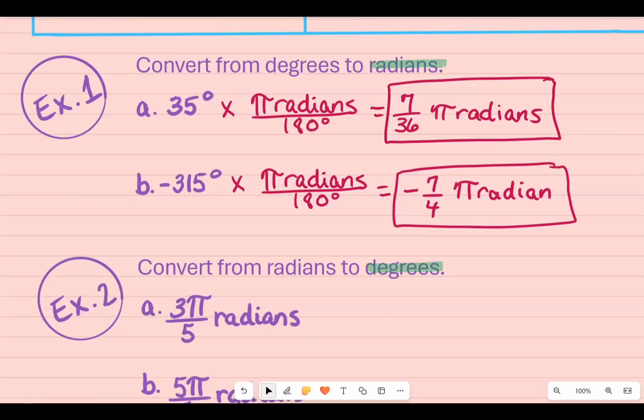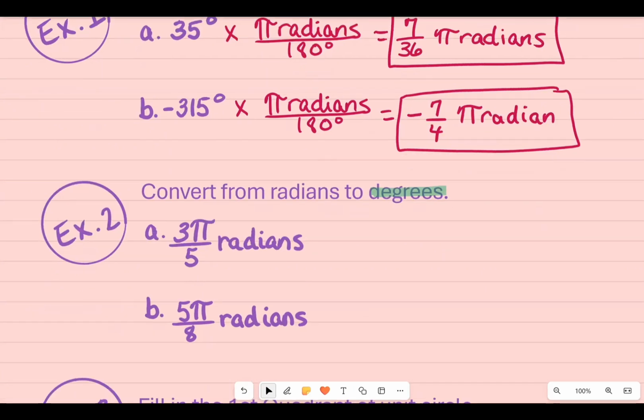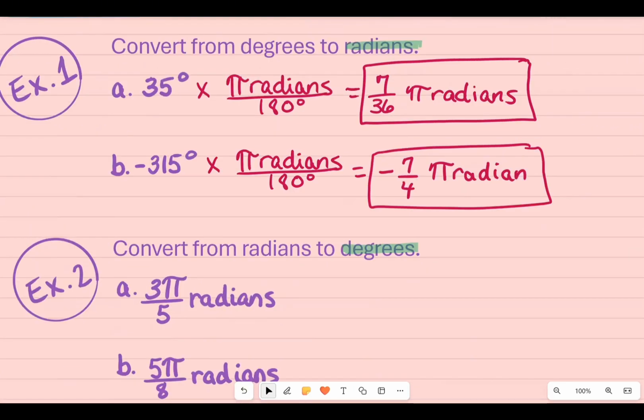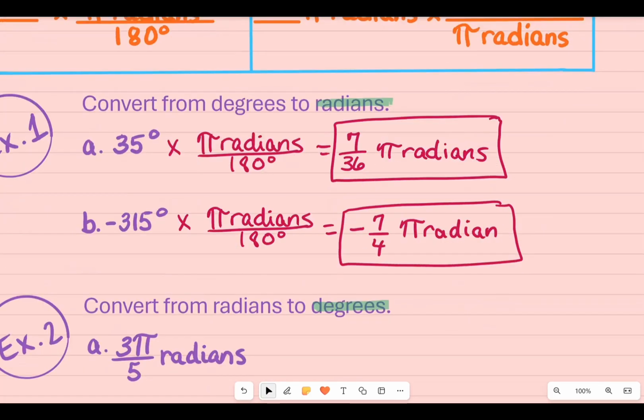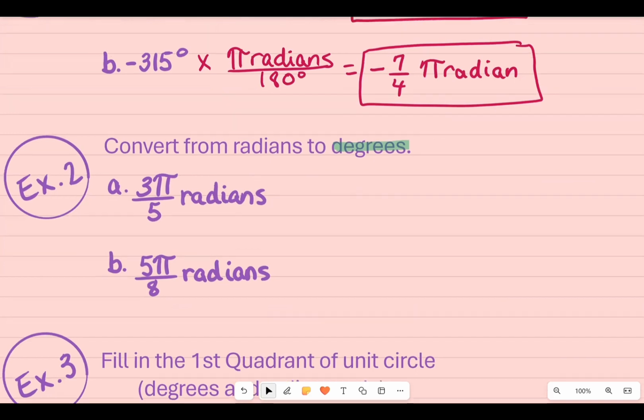So let's go from radians to degrees. Using the formula above, this time on the right, I'm going to have my degrees in the numerator because that's my final measurement that I'm trying to get. So I'm given 3 pi radians over 5.